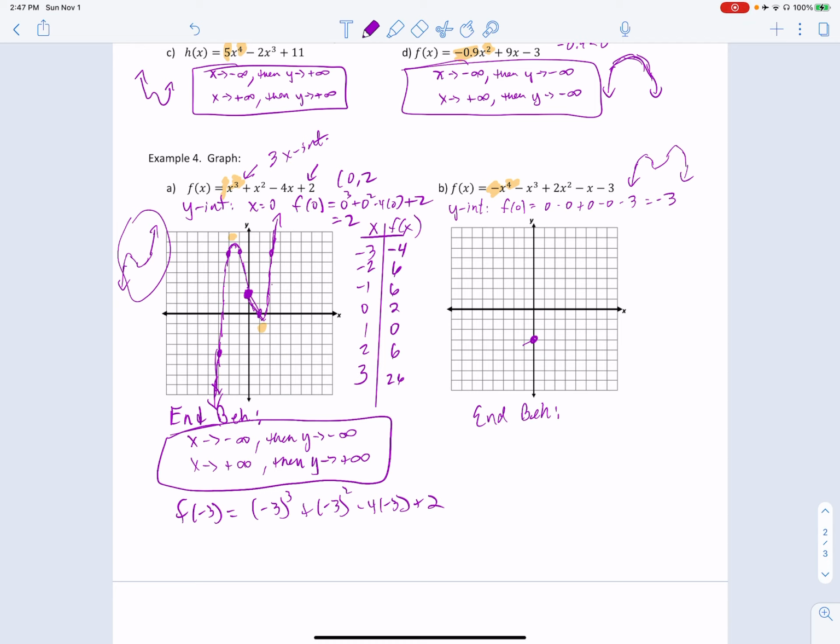And since it's of degree 4, you could have up to 3 turning points. And so something like that. But the key is that both ends are down. So as x goes to -infinity, then y goes to -infinity. As x goes to positive infinity, then y still goes to -infinity because both ends are down.